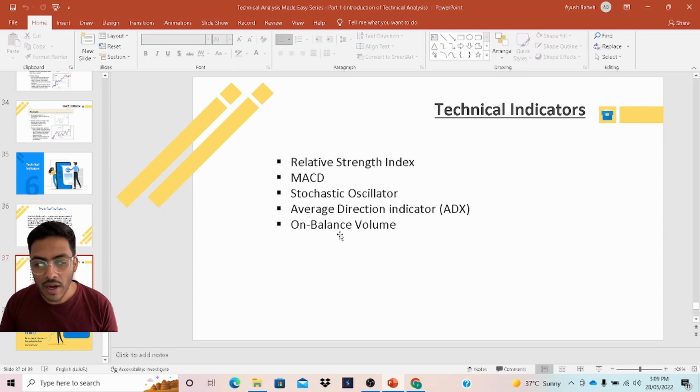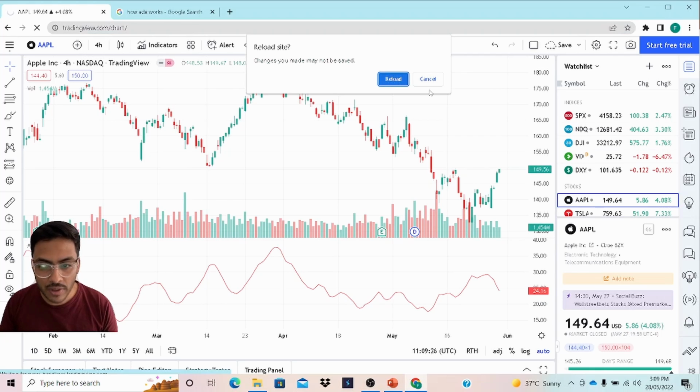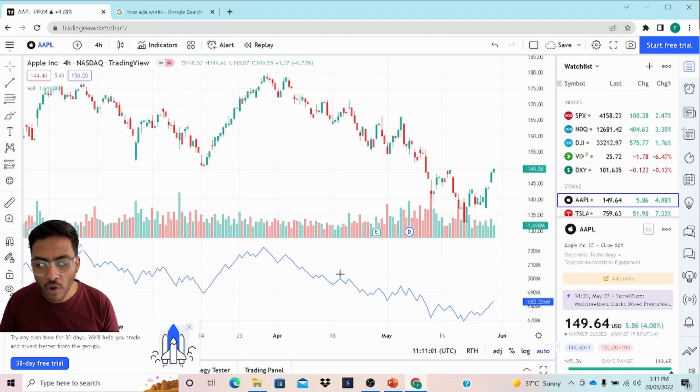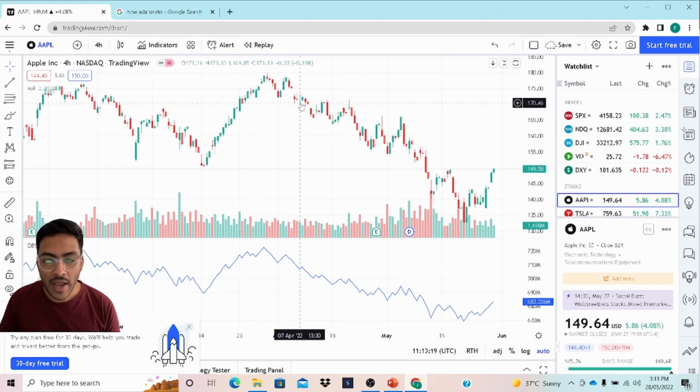The next indicator to identify trend is on balance volume. I'll just put the indicator for you. The on balance volume indicator uses volume as a data point. So if this line is going down, it means there is more volume towards selling as compared to buying. Yes, there's a downward trend, and you can see the same on the chart as well.